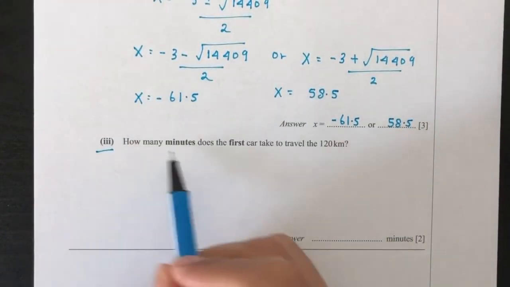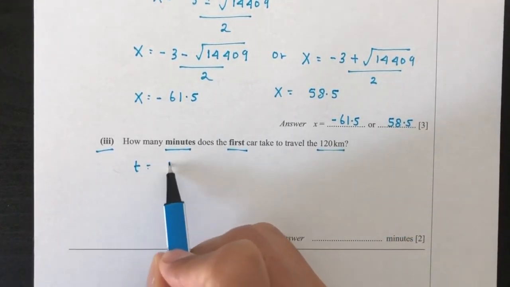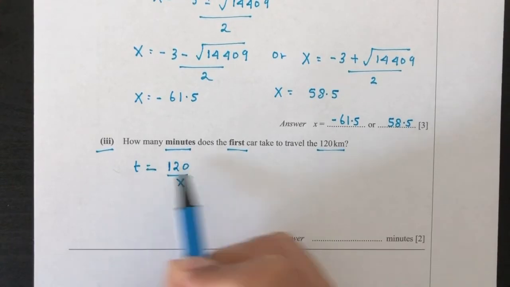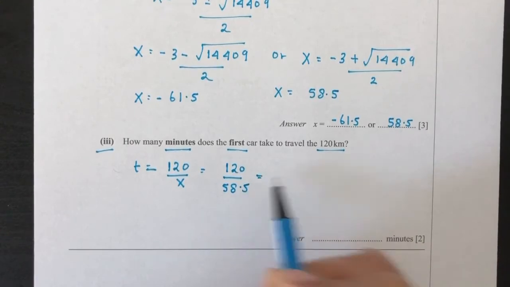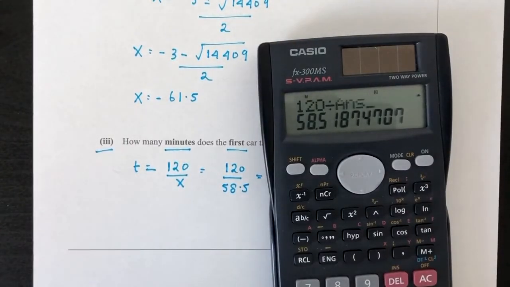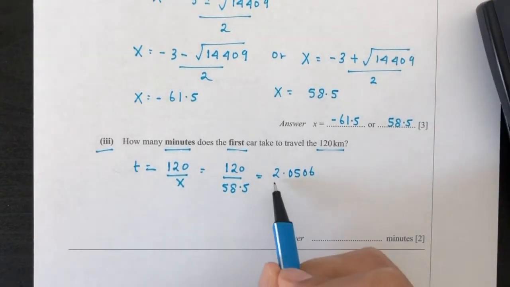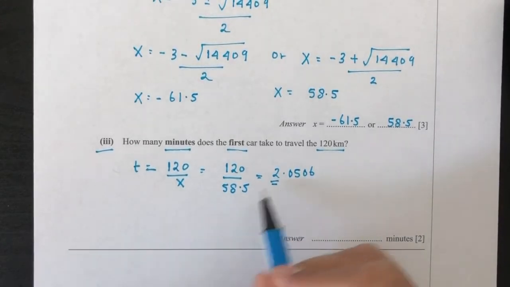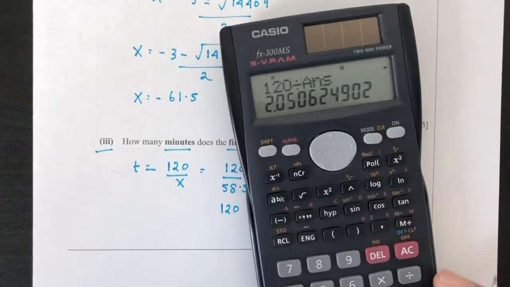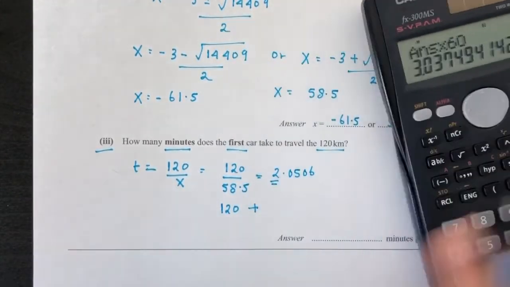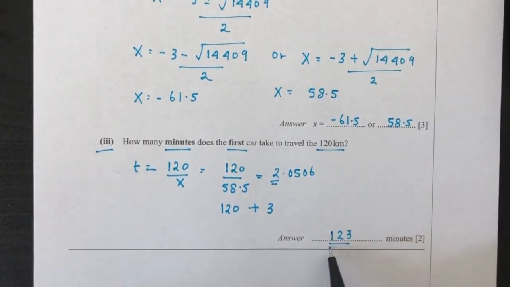So part 3, how many minutes does the first car take to travel this? Time was 120 divided by x, which is 120 divided by this positive value. Let's see how much we get. 120 divided by answer, that should be 2.0506. So 2 hours is 60 times 2, that will be 120, plus this one, after minus 2 times 60, that will be 3 minutes. It will take 123 minutes.